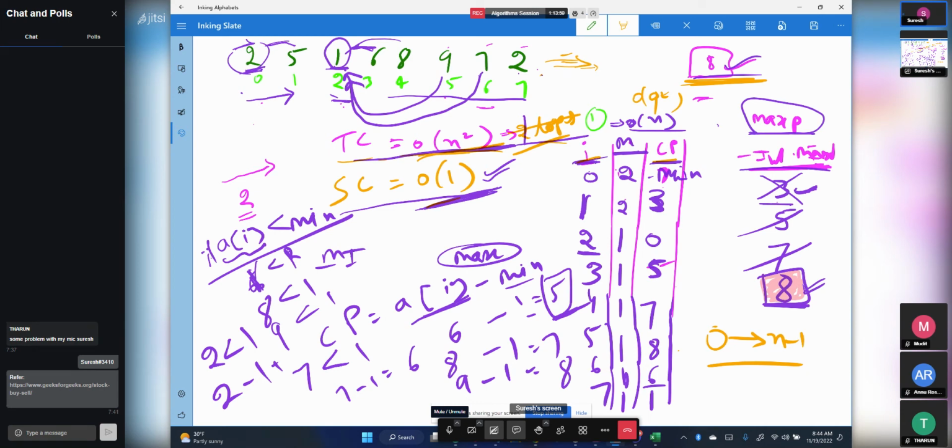Modit, you followed so far? Yeah, it's a pretty nice algorithm, by the way.